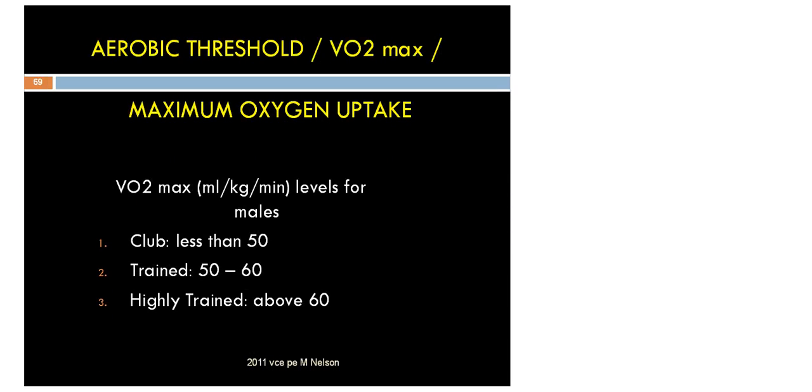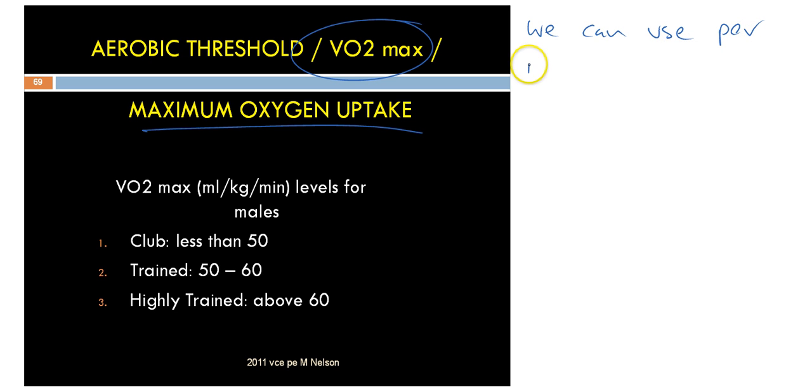So looking at VO2 max, or our maximum oxygen uptake, this is the maximum amount of oxygen we can use per minute to produce and resynthesize energy. So a maximum amount of oxygen that in 1 minute can be delivered to, uptaken by, and used by the muscles to resynthesize ATP.